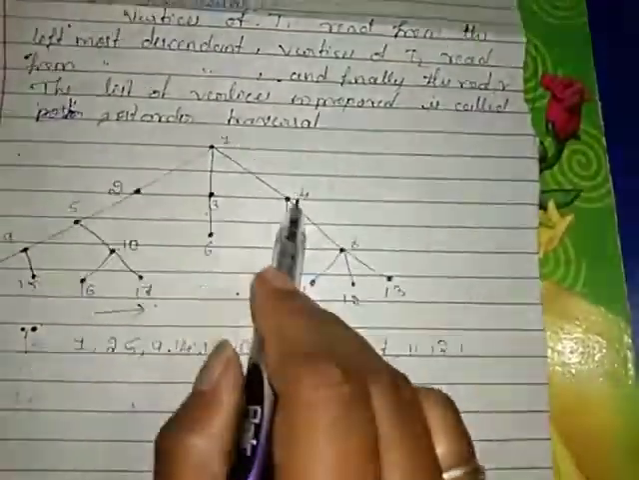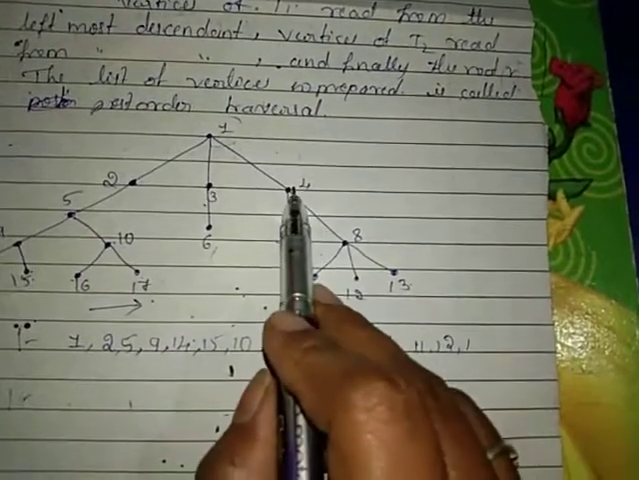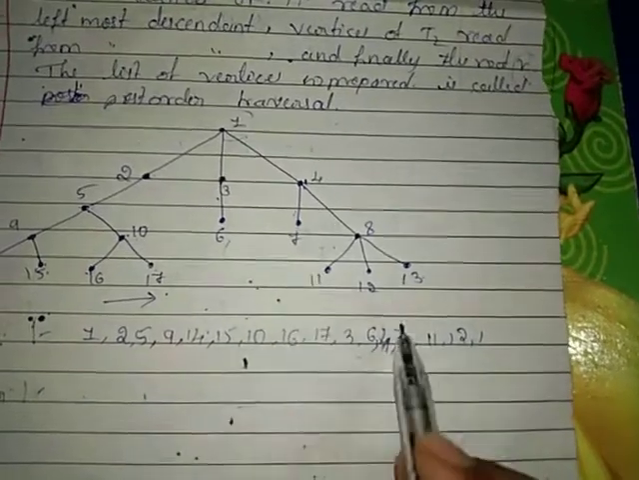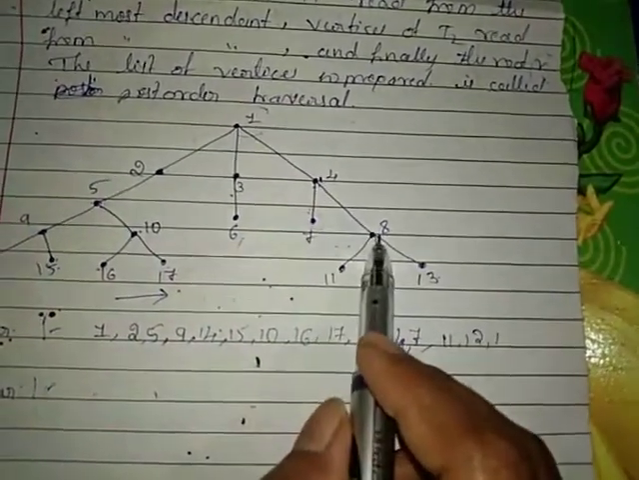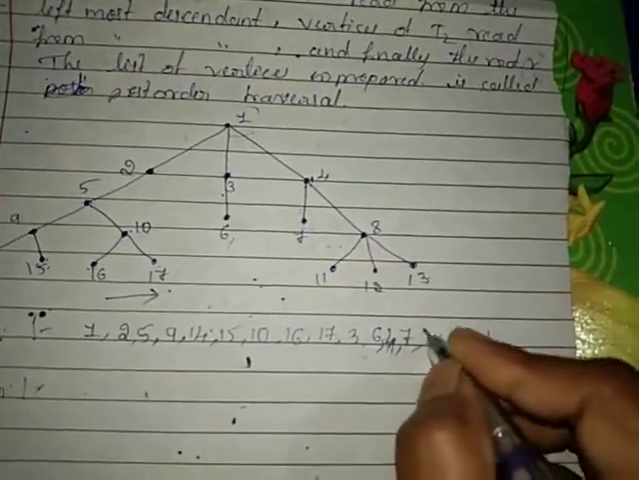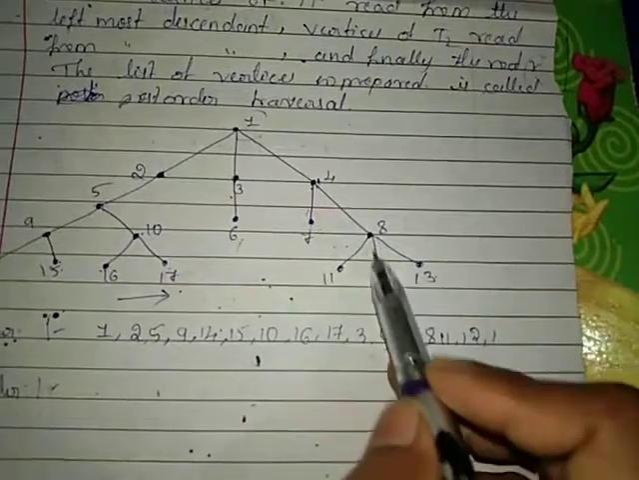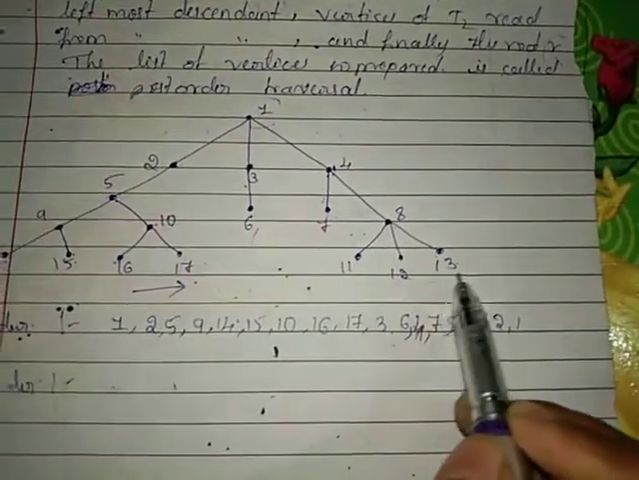After 6, the next subtree of 1 is 4. For the 4 we have 2 subtrees. On the left side there will be the 7, so we write it as 7. And the next subtree of the 4 is 8. Again 8 has 3 subtrees. From left to right we have to write down 11, 12, 13.